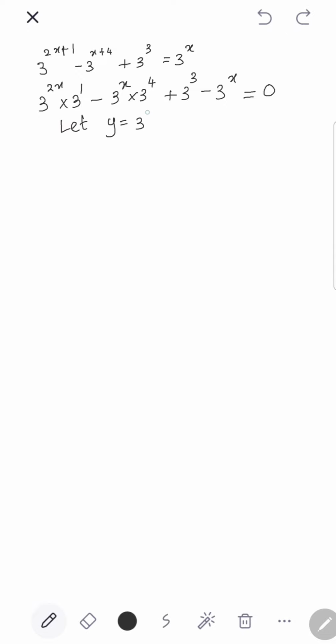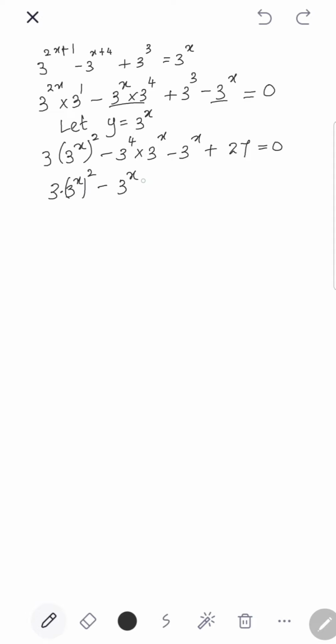Let y equal 3 to the power x. And this is 3 into 3 to the power x squared. 3 to the power 2x can be written as 3 to the power x squared. This is 3 to the power 4 into 3 to the power x, and we can factorize these two terms. 3 to the power 3 is 27. 3 to the power x is a common factor. Then it is 3 to the power 4 plus 1, because we have taken the minus sign out.